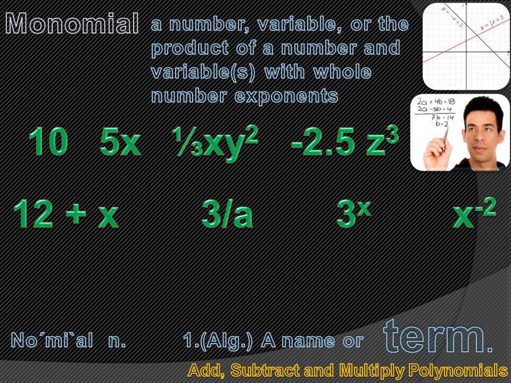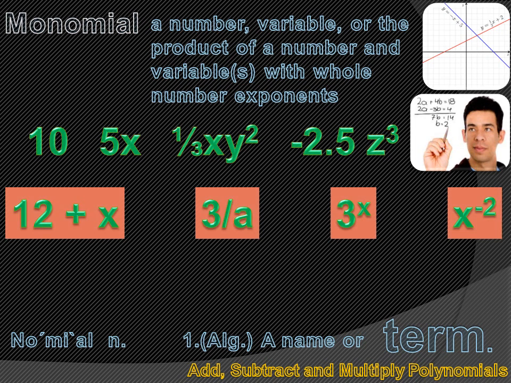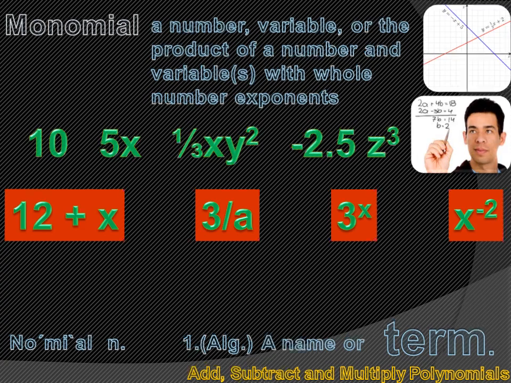How about these? Are these monomials? No, they're not. 12 plus x. That's not a single number. That's two terms. 3 divided by a. That's not the product. That's the quotient. 3 to the x. Well, our exponent is a variable, not a whole number. And x to the minus 2. Again, our exponent is not a whole number.